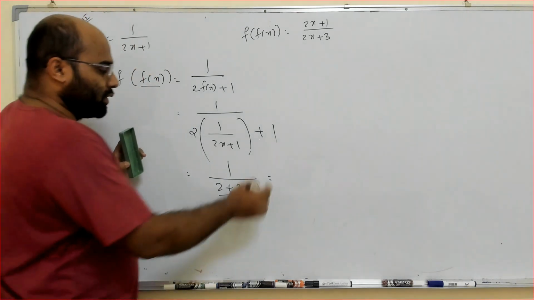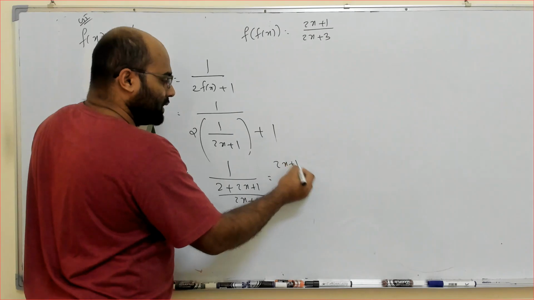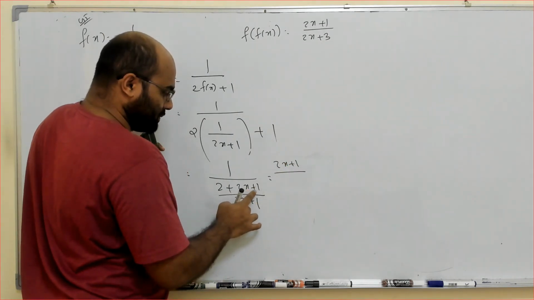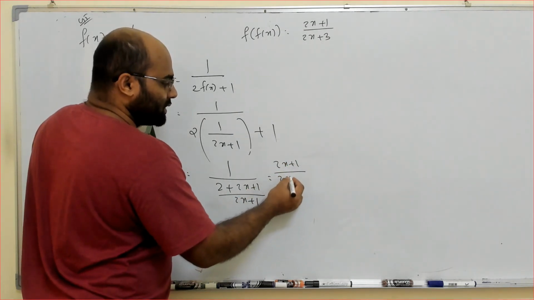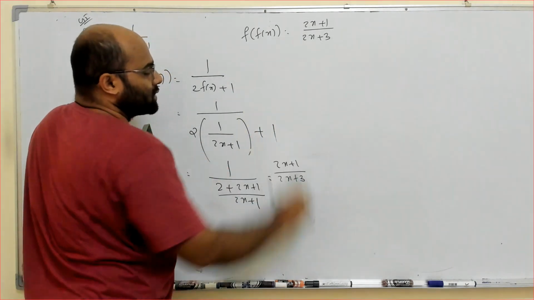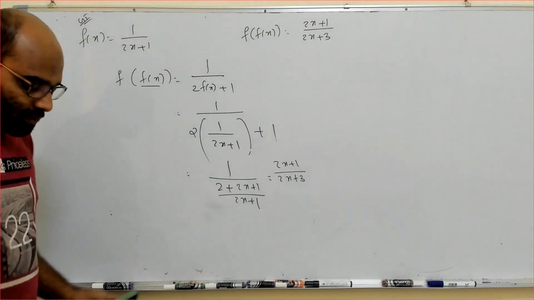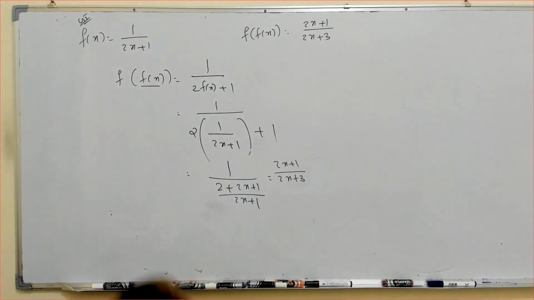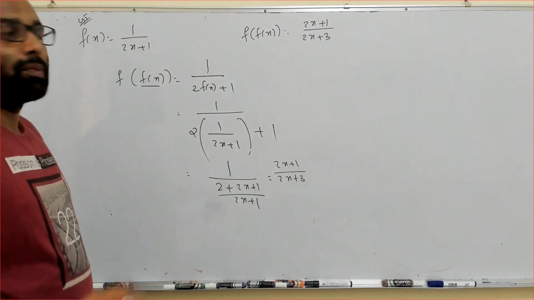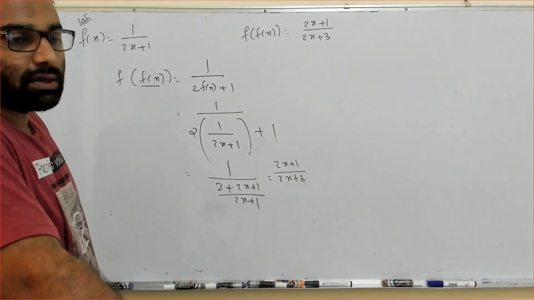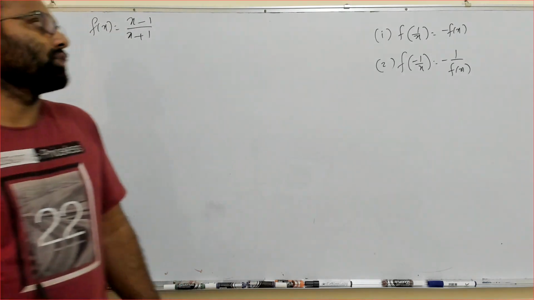See, this 2x plus 1 will move up, divided by 2x plus 3. This only we want to prove, RHS. I hope you understood this also. Everything is simple only, but you people have to identify how we are proceeding. Okay, next one.